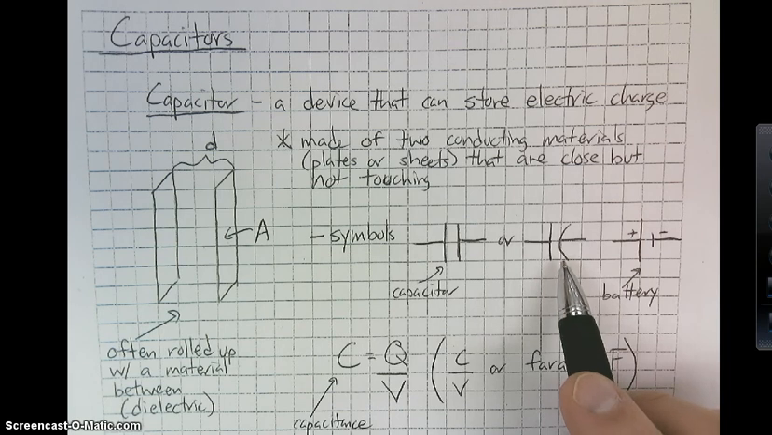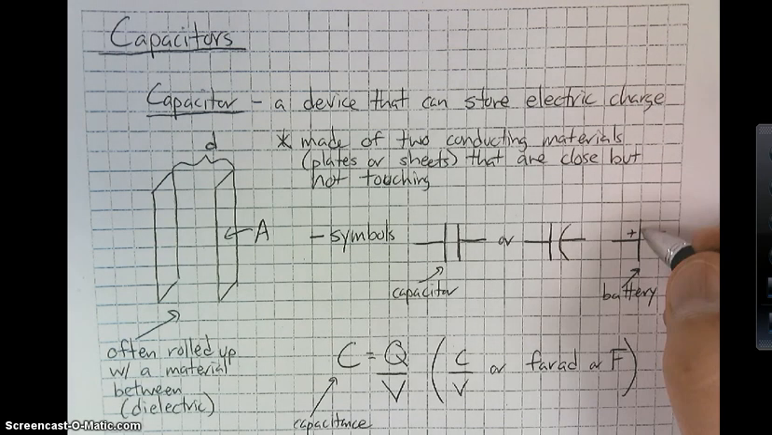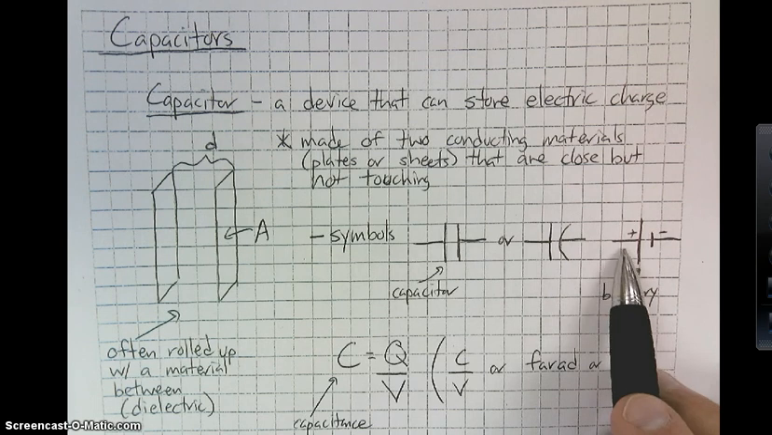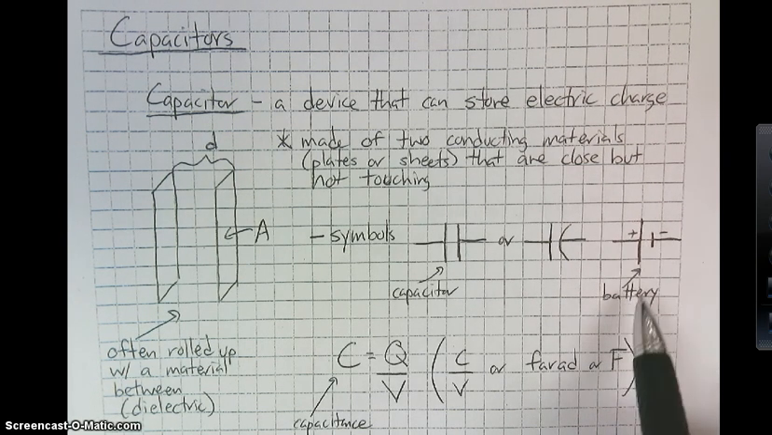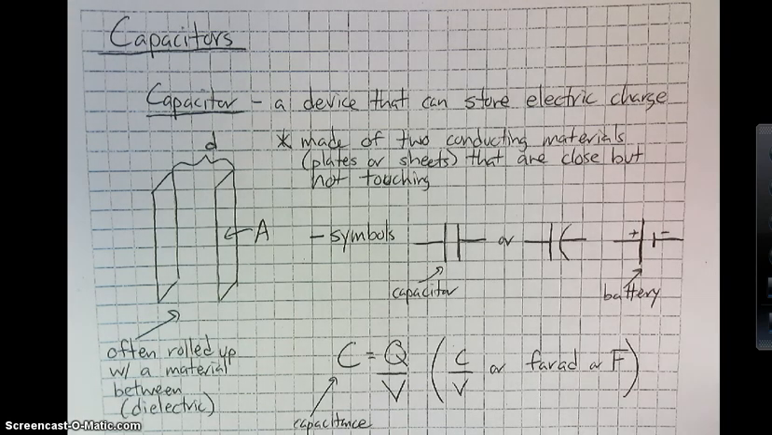Okay. Now, you might also see this symbol with a straight line and then a little curved line. It's the same thing. Now, I thought of something else that we can start talking about: if you see this symbol with a long line and a short line where it says positive and negative, that is a battery. So just so you're aware that these things are coming.